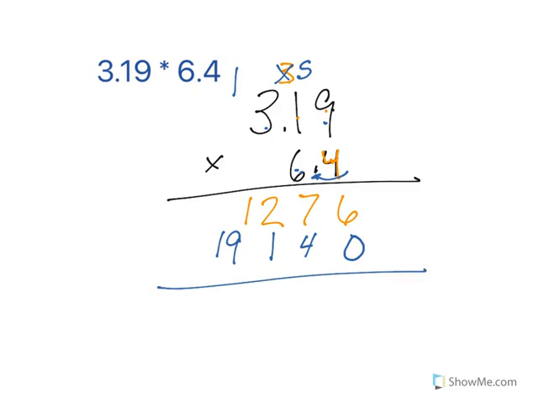Now I add straight down. 6 plus 0 is 6. 7 plus 4 is 11. Carry my 1. 1 plus 2 plus 1 is 4. 1 plus 9 is 10. And 1 plus 1 is 2.